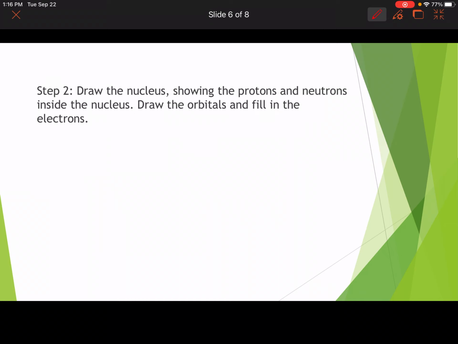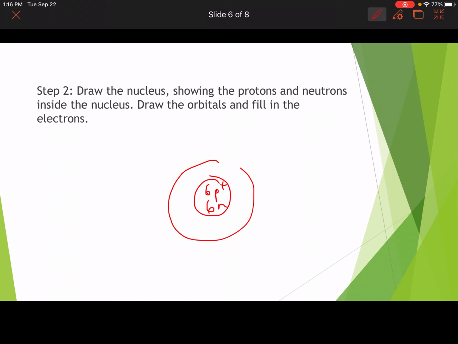So I'm first going to draw the nucleus. So the nucleus is going to go in the middle, and I'm going to show the protons and neutrons. Now, I've got 6 protons and I've got 6 neutrons. So that is going to go inside of my nucleus here. Now I'm going to draw the orbitals. I'm going to fill in the electrons.